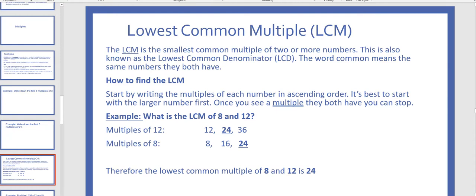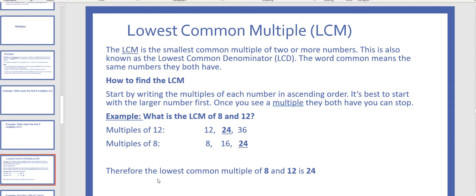Okay, now that we know what multiples are and how to work out multiples for a particular number, we're going to look at finding the lowest common multiple, or for short, LCM. Okay? So we know what the word common means, what they have in common, what's similar between them. And this is also known as the lowest common denominator. You may have heard this when working with fractions. So we're doing the exact same thing.